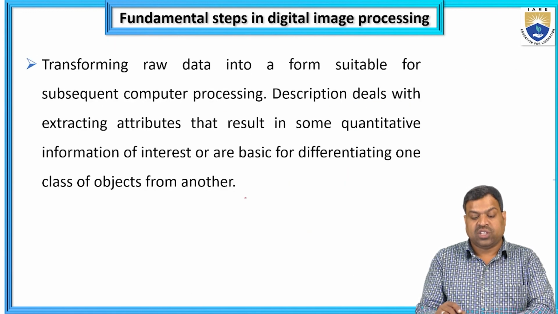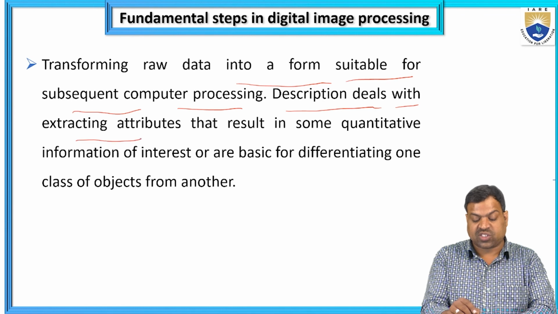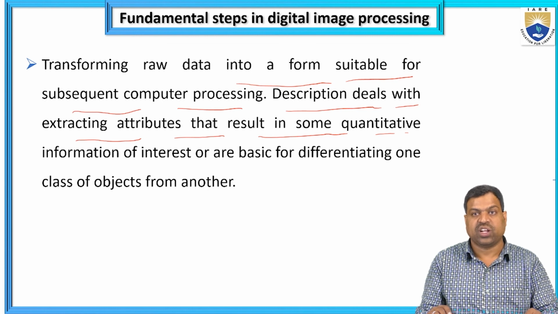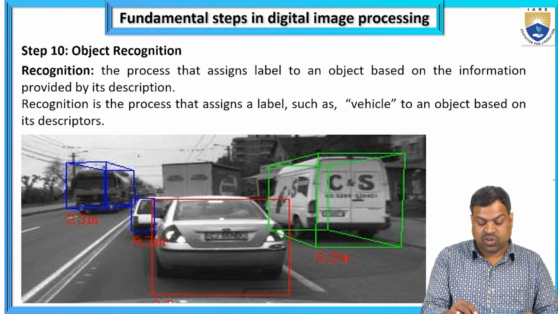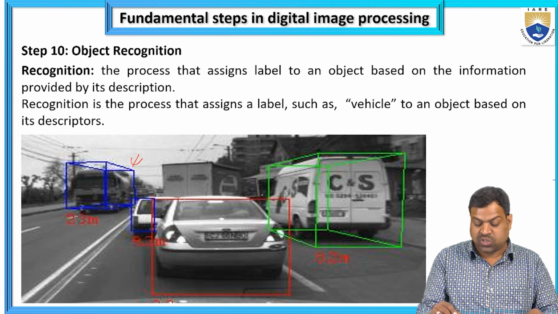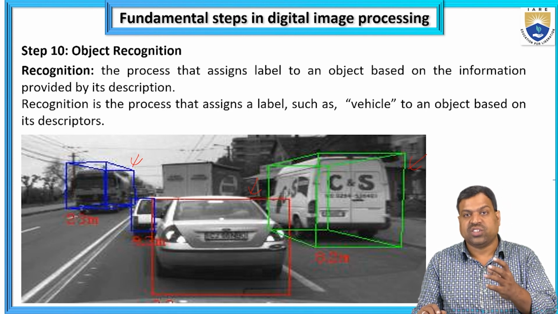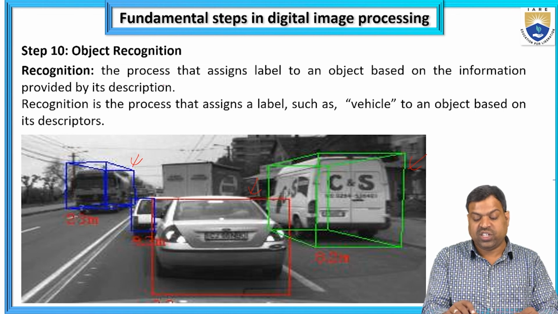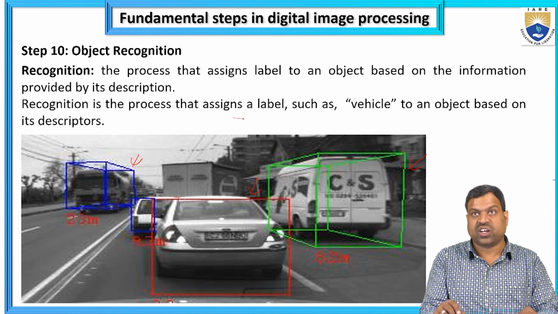So the transformation of raw data into a form suitable for subsequent computer processing. Description deals with extracting attributes that result in some quantitative information of interest, or are the basis for differentiating one class of object from another. So object recognition. Suppose on the road there is one object. What is the object name? Some bus. What is the object name here? Some car. It is a van. So how are we recognizing them? With the help of object recognition, the sensors capture what the object is. On the road different vehicles are there. It is a process that assigns a label to an object based on the information provided by its description. Recognition assigns a label such as vehicle to an object based on the description.